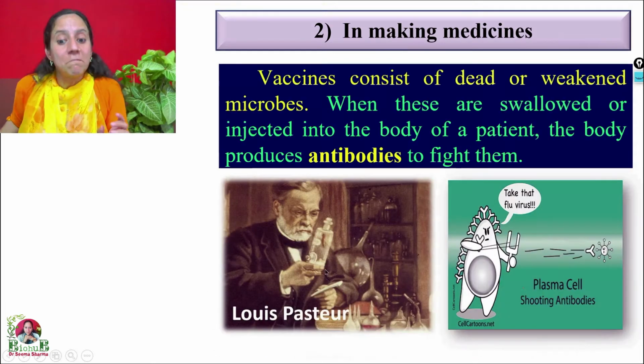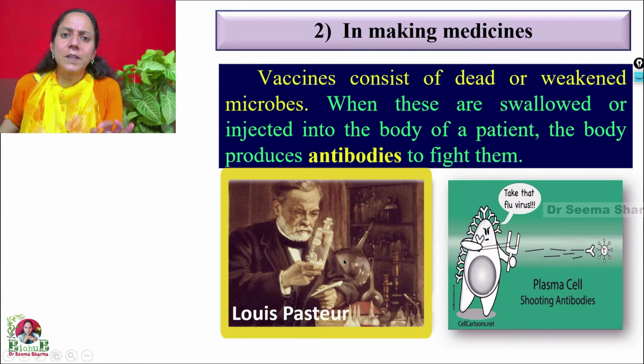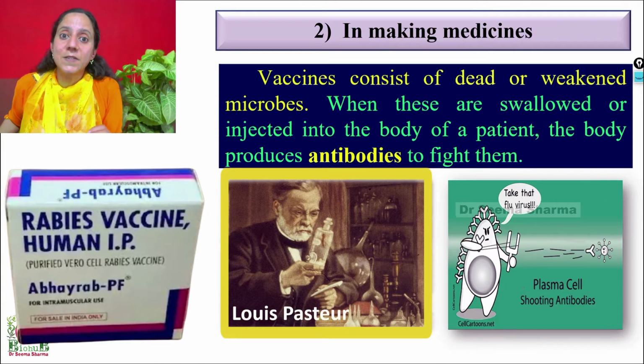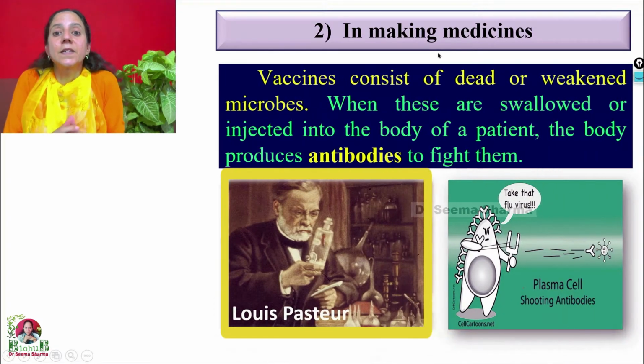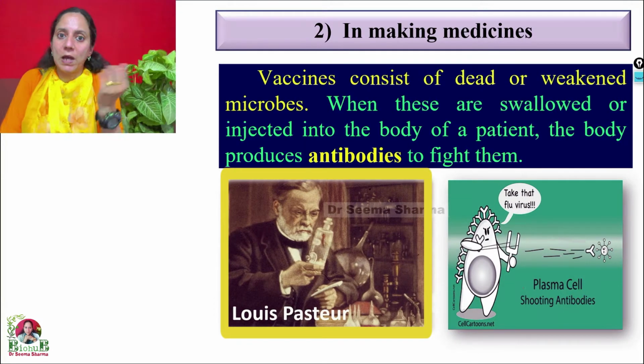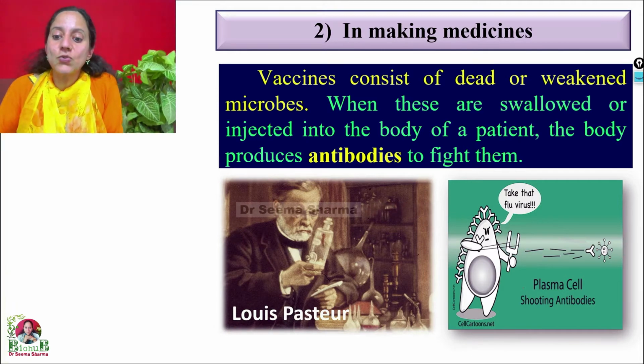You know, vaccines ka preparation started way back in Louis Pasteur's time. This is a photograph of Louis Pasteur working in his lab, and he came up with a variety of vaccines, and the famous one is against rabid dog. Vaccines consist of dead or weakened microbes. When these are swallowed or injected into the body of the patient, the body produces antibodies to fight them.